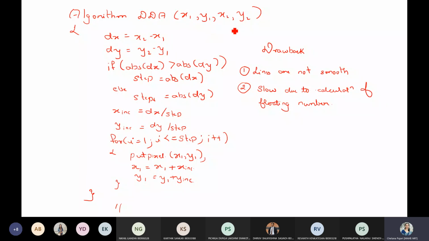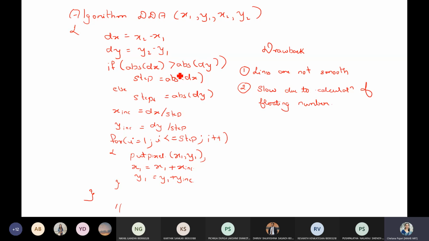Then you calculate the difference between those 2 points, that is delta x and delta y: x2 minus x1 and y2 minus y1. Once it's done, we need to find the number of steps in order to reach from one point to another. How can we do that? It is the max of the differences, delta x and delta y. We use if and else logic: if delta x is greater than delta y, then the step count will be equal to delta x, else it will be equal to delta y.